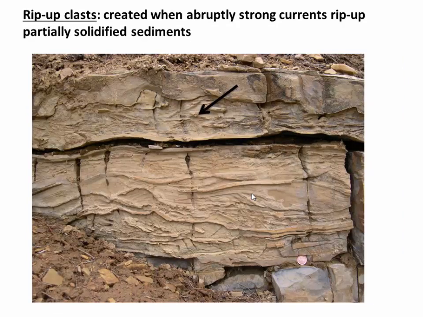Another thing we'll probably see in the field are rip-up clasts. These are created when there's a pretty abrupt, strong storm event or a flood, some really abrupt, strong current or strong flow that comes along and rips up partially cemented sediments, churns them around, and deposits them in a kind of chaotic way, generally in a poorly sorted deposit.